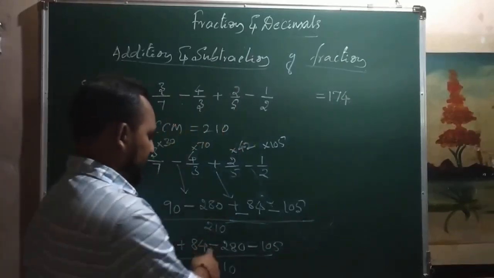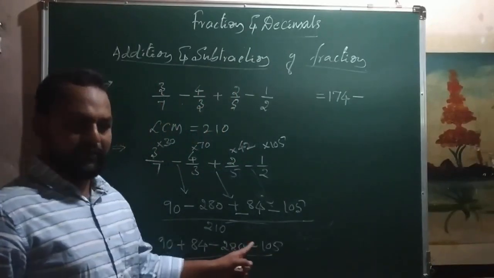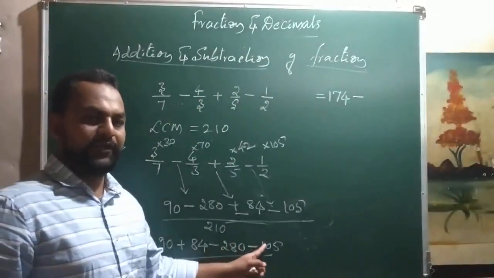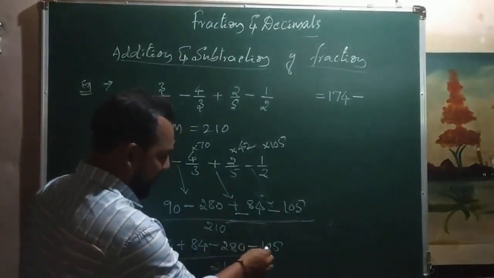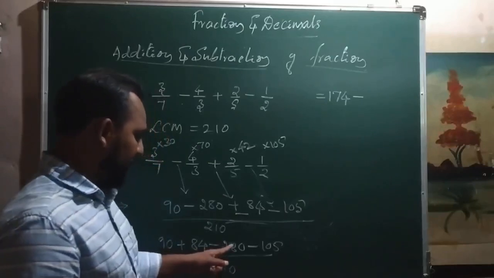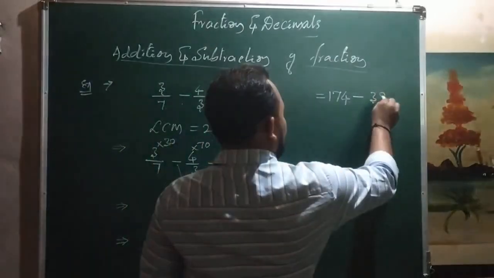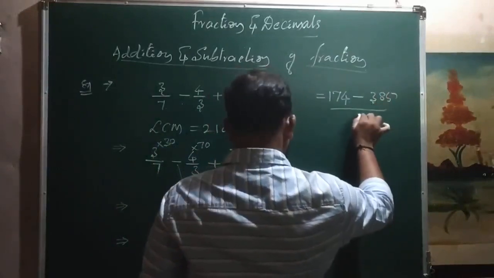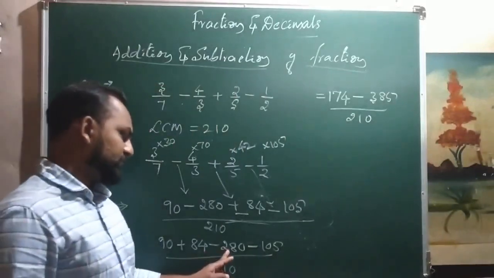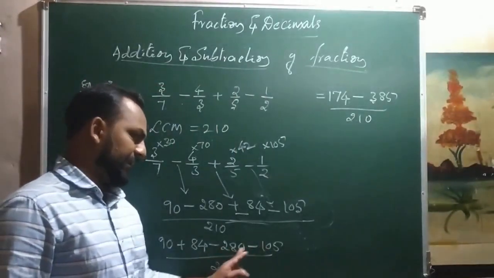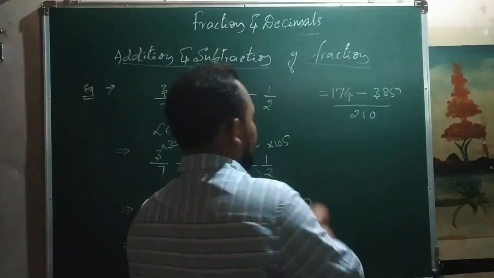Here, the sum of two negative integers is negative. So 280 and 105: 280 plus 105 is 385. The sum of negative integers is a negative, so minus 385.